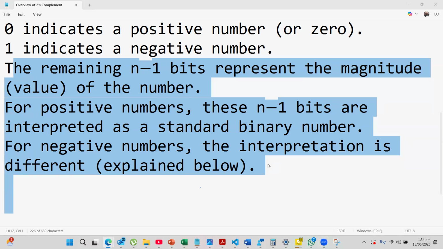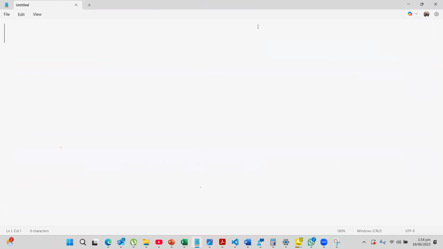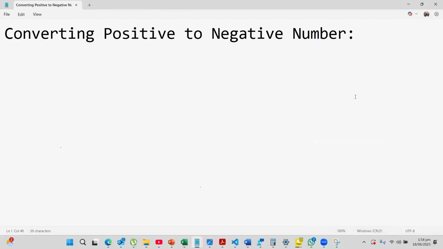How will I convert a number from a positive to a negative number then? How will I implement a two's complement on a number? How will I flip it so that I know this number is positive and this is negative? How will I do that?